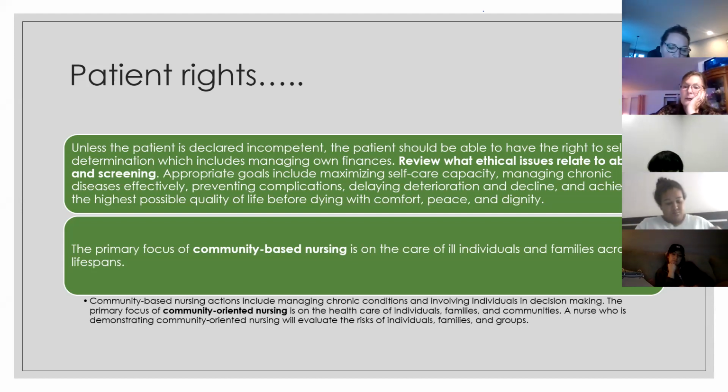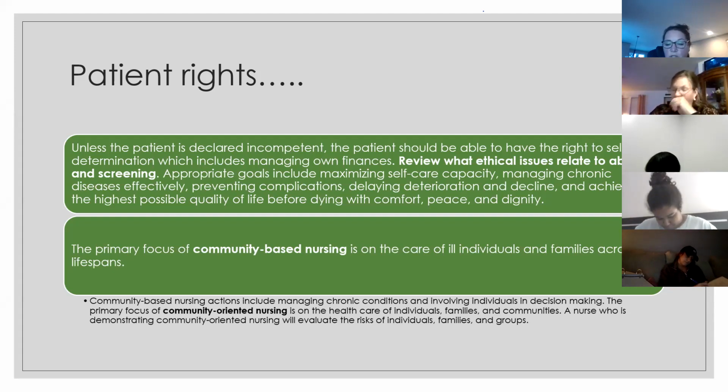Primary focus, these are two words that were in our first chapter we read, and I do want you to know both of them. Community-based nursing is going to be on the care of the ill and families across the lifespan, and community-oriented is on the health care, so the healthier. Okay, so community-based is going to be focusing on our sicker clients, and community-oriented is going to be the healthier ones. As a community-oriented nurse focusing on the healthy, we want to see where our risk factors are and how they play in.